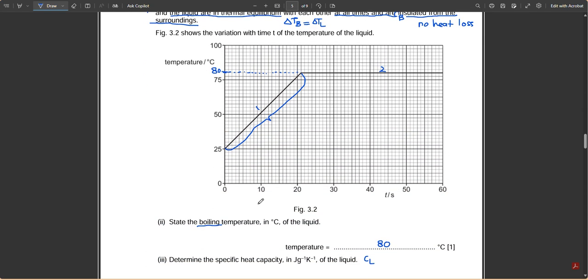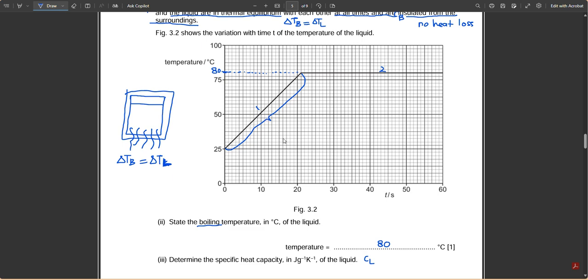Now, what should we do? First of all, we have a beaker here, and you put the water here. And it's insulated, so we cover it with insulation. Then what happened? We heat both of them. The delta temperature of the beaker will be the same as the delta temperature of the liquid.